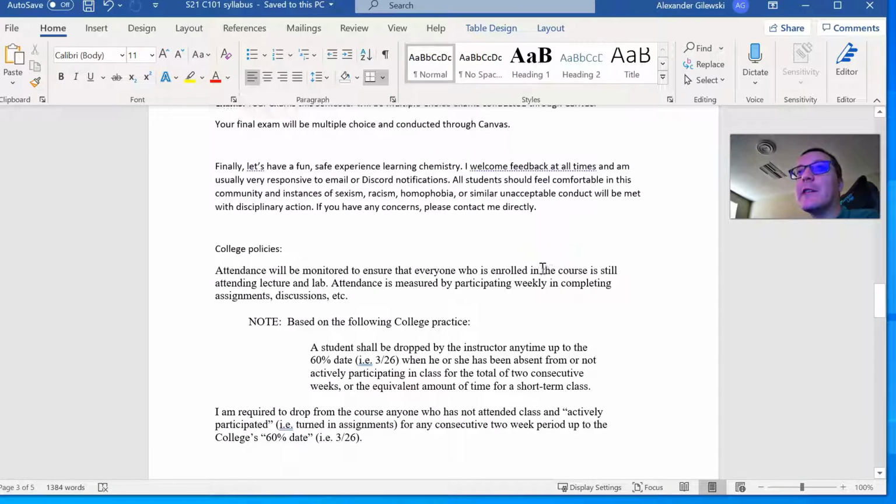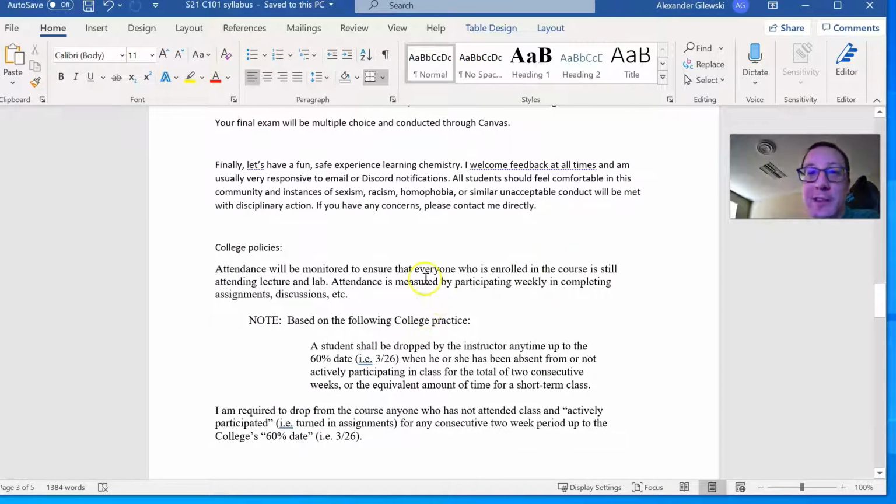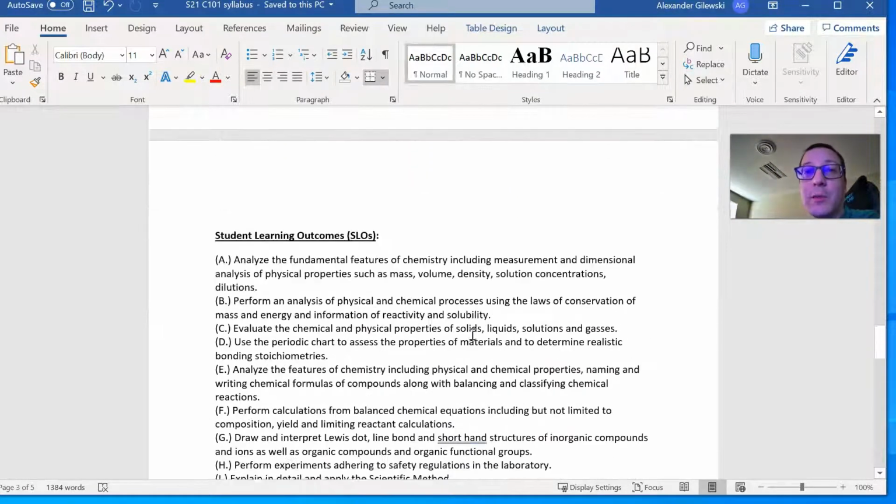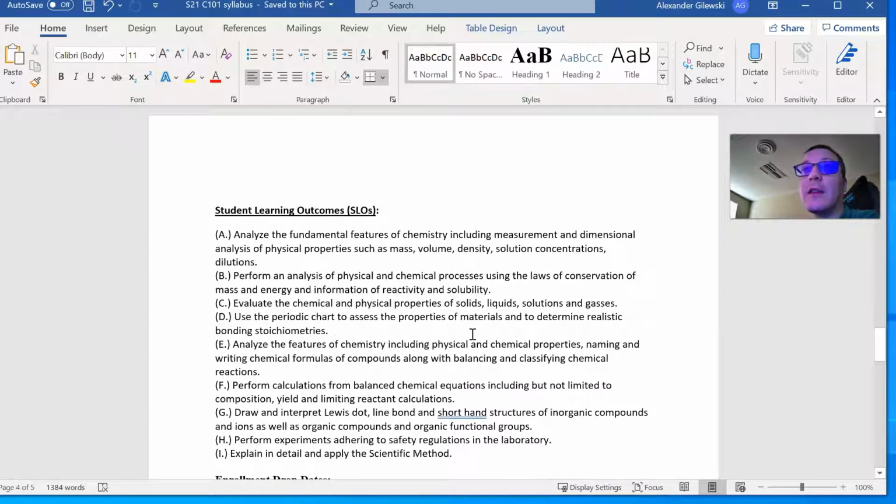There's some college policies here. You guys have to participate every week. That's going to be on Discord. I'll be putting prompts for you guys to answer. The first one I'll go over in just a little bit. Actually, we'll do that on the first day of class, so we'll worry about that later. And then if you haven't turned in any work or haven't said anything for 2 weeks, I am supposed to drop you for that reason as well. I will try and reach out to you if I notice you're not doing anything, and I will talk to you before I drop you, just so you know.